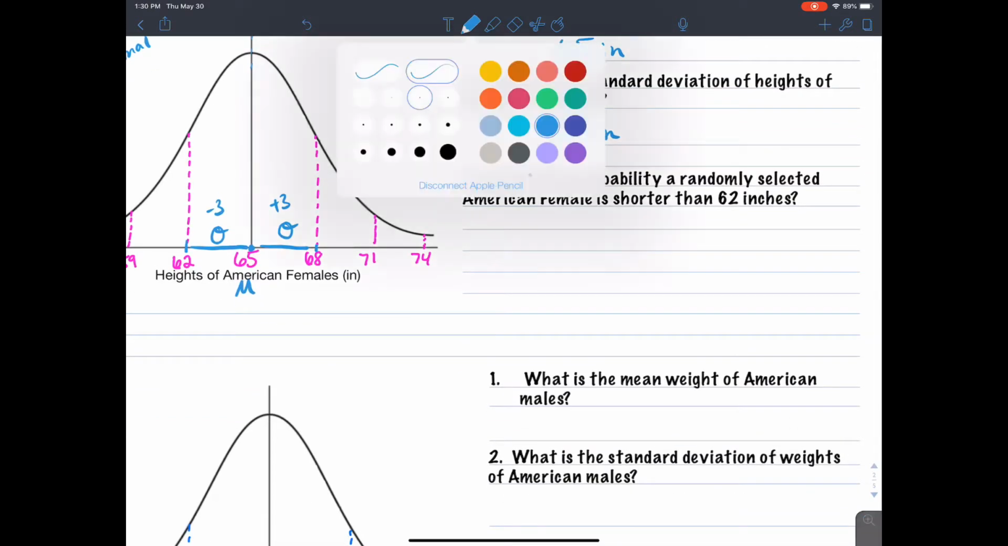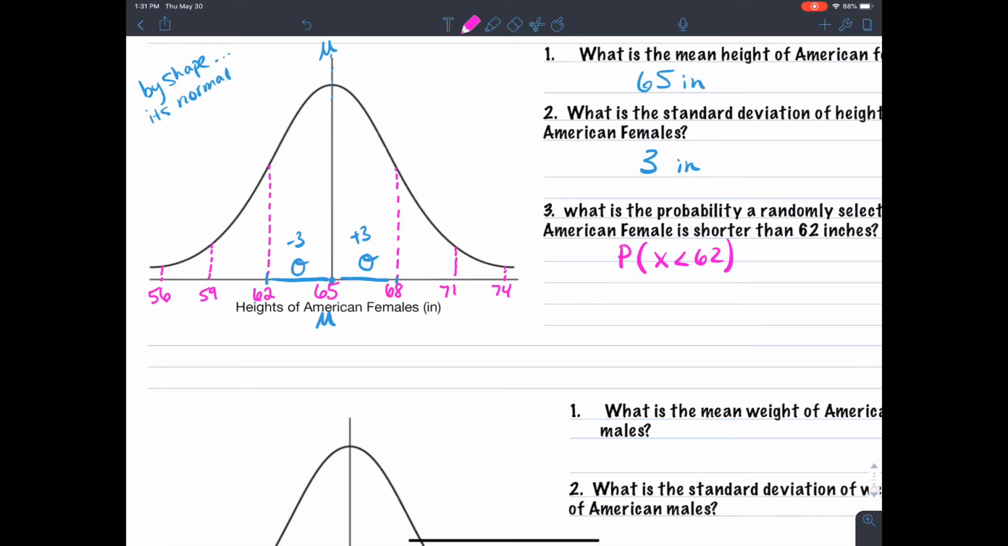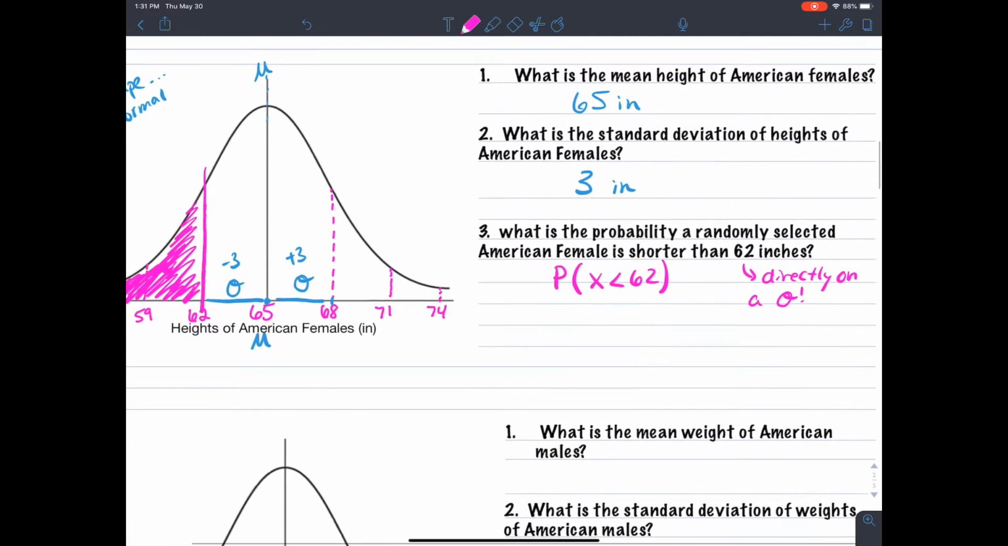So in other words, as a symbol, what we're looking for is the probability that some female who has a height that is an X value is going to be less than 62 inches. So what we do on our normal curve is we say, okay, well, here's our border, and any height that is less than 62, so like 61 or 59 or any of these heights here, would be okay. They would satisfy our condition of being less than 62 inches. What we notice is this is directly on a standard deviation, right? It's one standard deviation away from the average.